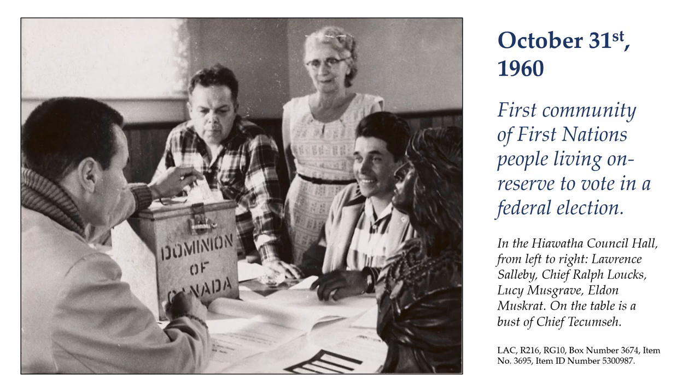They are in the Hiawatha Council Hall. From left to right are Lawrence Salaby putting his ballot in the box, Chief Ralph Laux, Deputy Returning Officer, Lucy Musgrave, Poll Clerk, and Eldon Muskrat, Poll Constable. On the table is a bust of Chief Tecumseh.